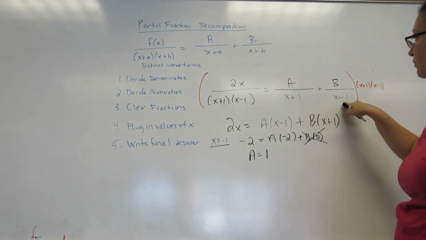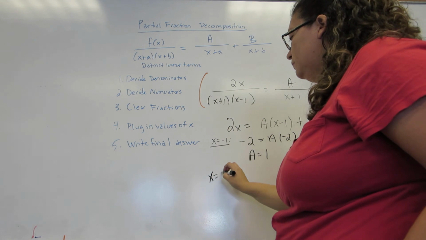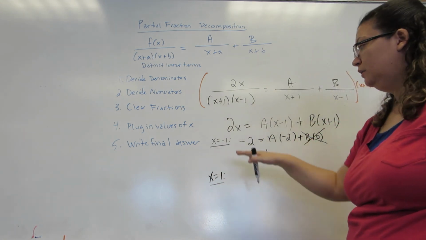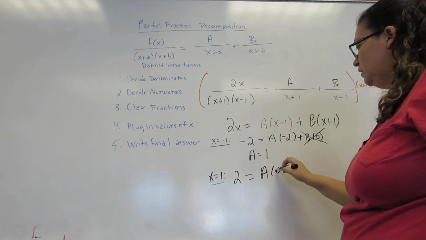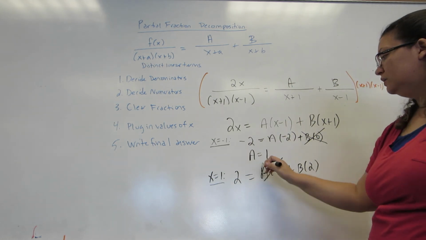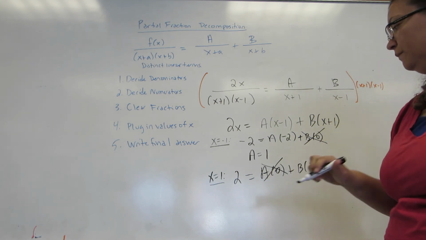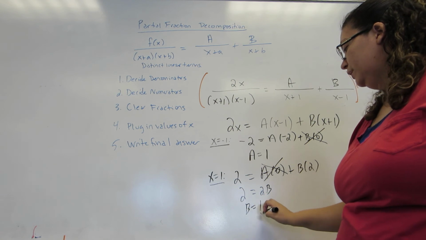Now, what term will make my second denominator 0? Which is 1. So I'm going to plug in x equals 1. I get 2 equals a times 0 plus b times 2. And this time, my first term was 0. So I get 2 equals 2b, or b equals 1.